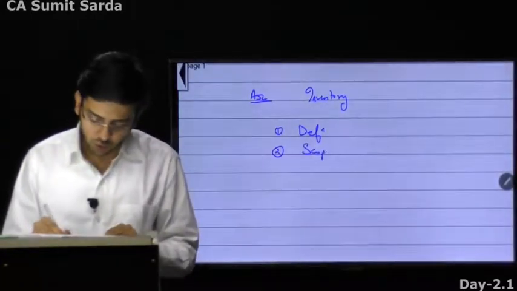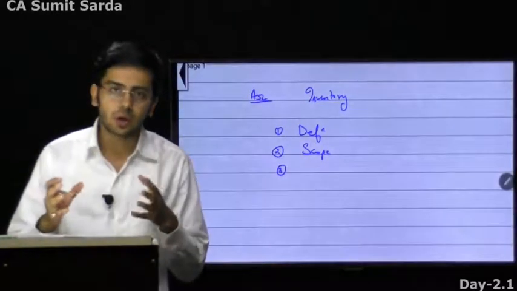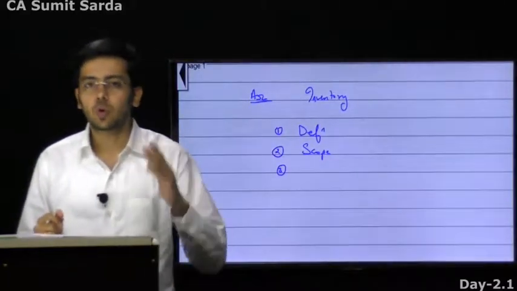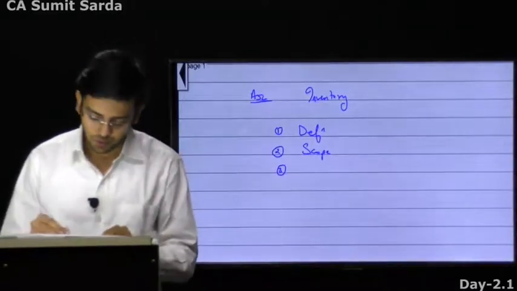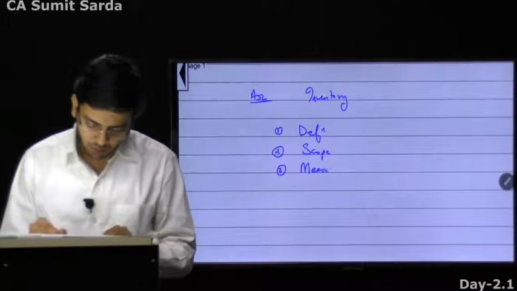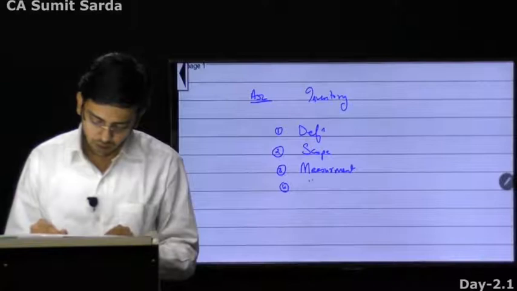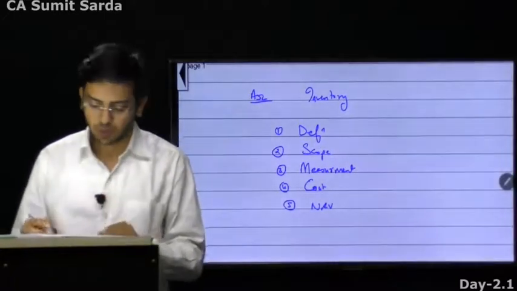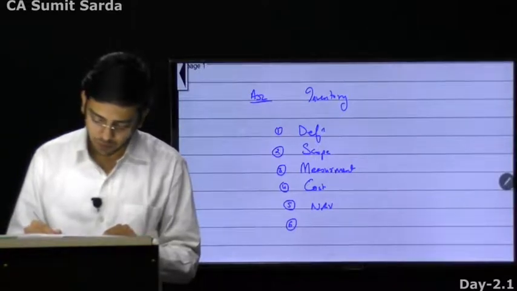We will see the scope of the standard. When we talk about scope under accounting standard, scope always tells us, majorly maximum number of times, what is excluded, what all will not be covered. So under scope what we are going to see is what is not going to be covered. Measurement of inventory, how do we measure the inventory? Cost, what all will be included in cost? NRV, net realizable value, what do you mean by net realizable value, what all will be included under the net realizable value? Okay.